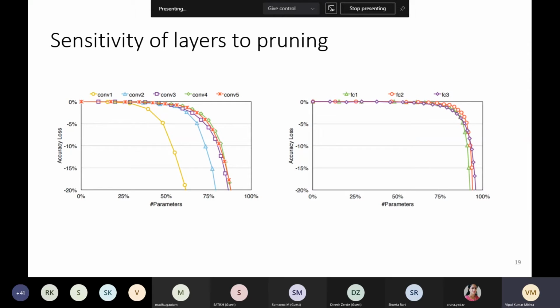Now you can ask how much we have to remove from each individual layer, in which layer I have to remove more and in which less. To answer this, we can use the sensitivity of the layer: which particular layer is sensitive to pruning and how sensitive it is.